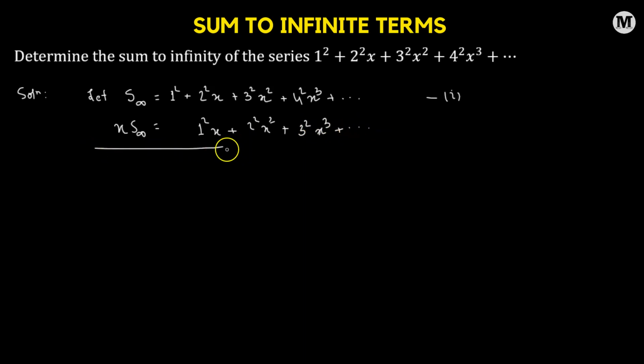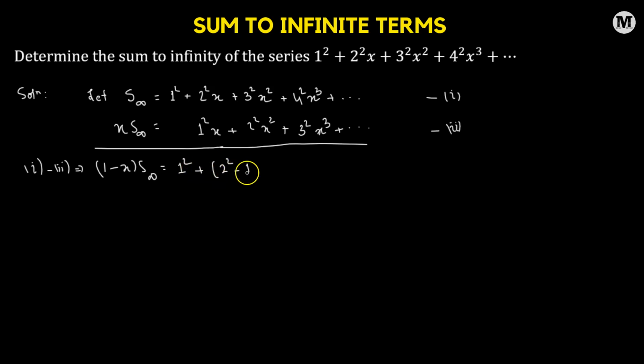Let's perform a subtraction here. So we're going to name this as number 2. So when we do 1 minus 2, we will get 1 minus x multiplied to the sum up to the infinite term. So this will be equal to 1 squared, added to 2 squared minus 1 squared times x, added to 3 squared minus 2 squared times x squared, added to 4 squared minus 3 squared times x cubed, and this is going to continue.